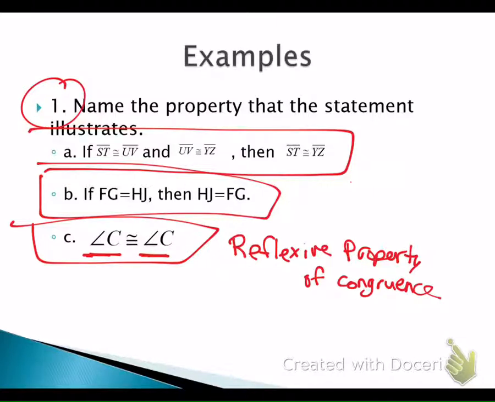B is symmetric. How do you know? Yeah, there's only two things, and the order just flip-flops, okay? So this is the symmetric property. Would it be equality or congruence? Equality. Good.